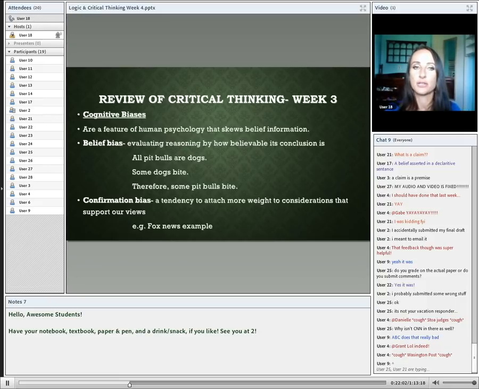So that's what confirmation bias is. It's when you hear some bit of evidence that confirms, right, a bias that you already have, a belief that you already have.